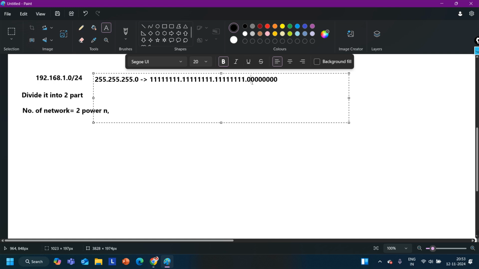Here if I borrow this bit, if I convert this first 0 into 1, then what will happen? How many network bits are there now? 25. Then my subnet mask is going to be 255.255.255.128, right? And 2 to the power n, 2 means how many networks will I get? 2.